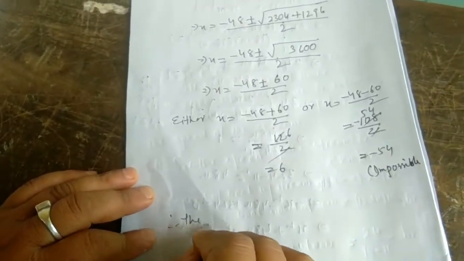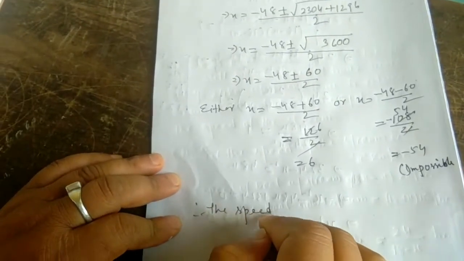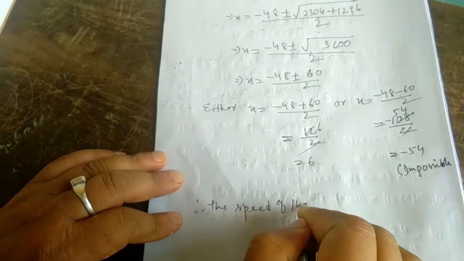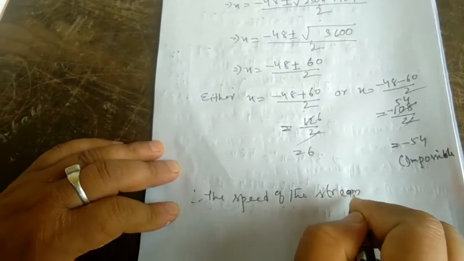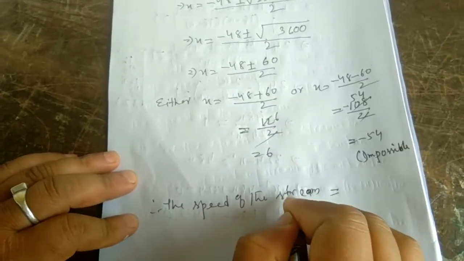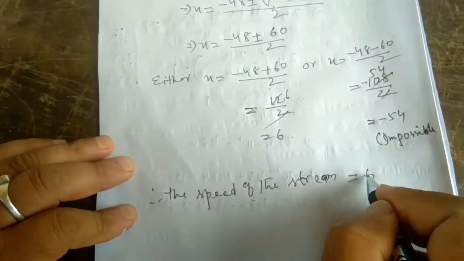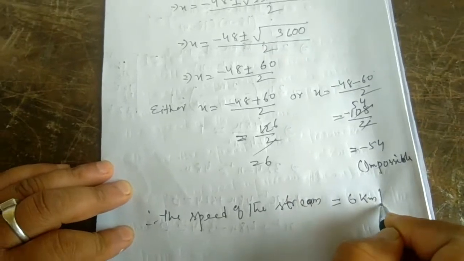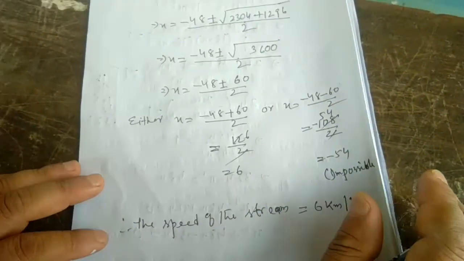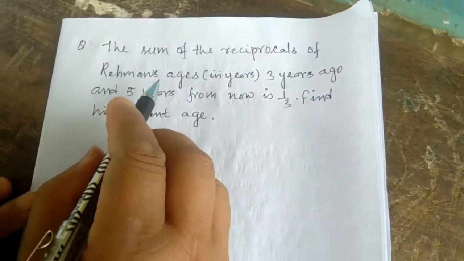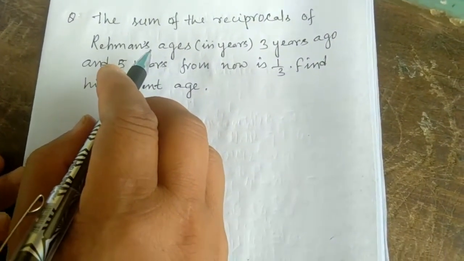Therefore the speed of the stream, we have taken as x, the value of x is your 6, so it is 6 kilometer per hour. Okay, this is the last question. This is the last question.